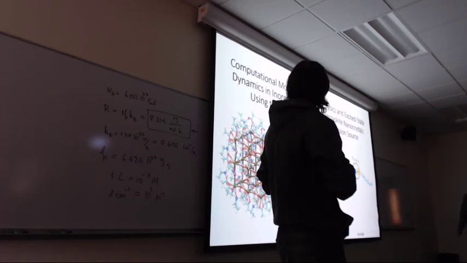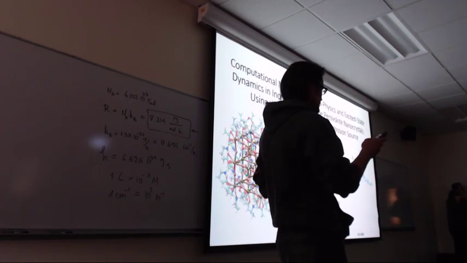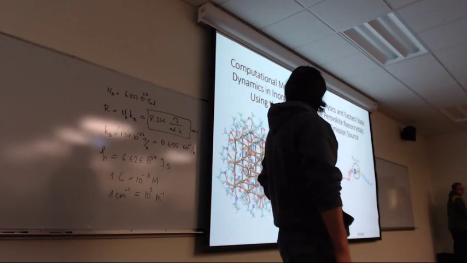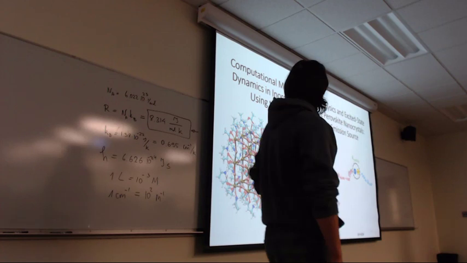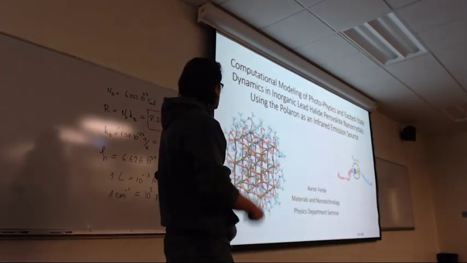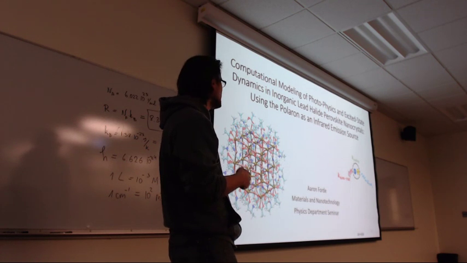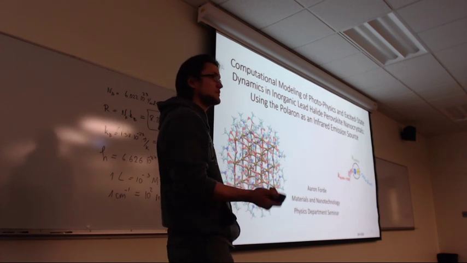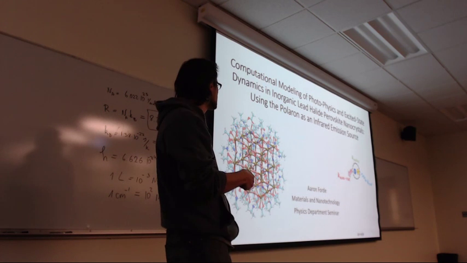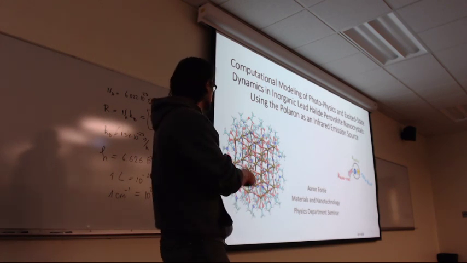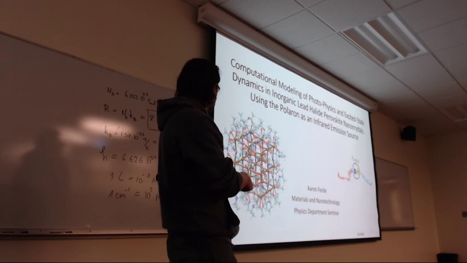So, as Dimitri said, this is for the physics department. So, I tried to put a little bit more of a basic physics ideas aspect to some of these slides. What we're trying to do is computational modeling of photophysics and excited state dynamics in general in our group. And specifically, I focus on lead halide perovskite nanocrystals, or quantum dots, as some people might call them. So, this is an image of a quantum dot, if you've never seen one before.